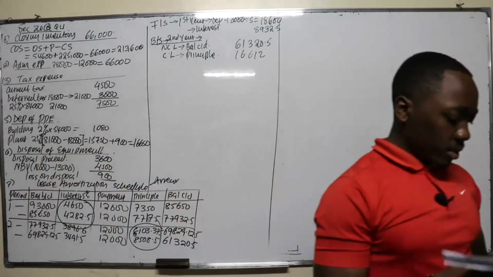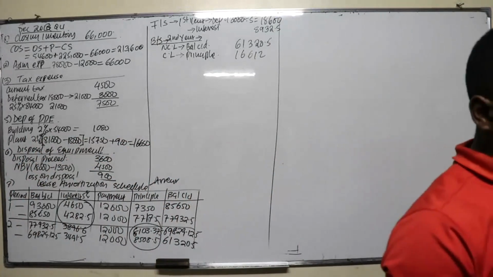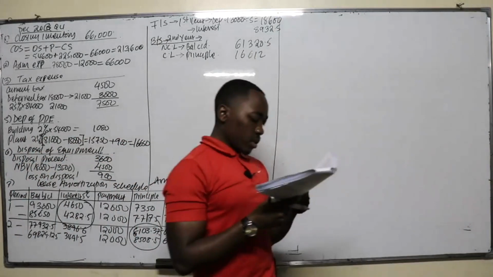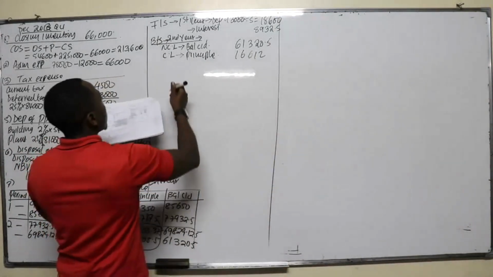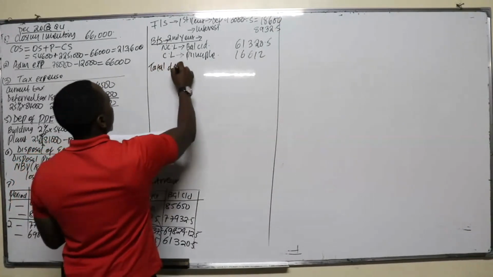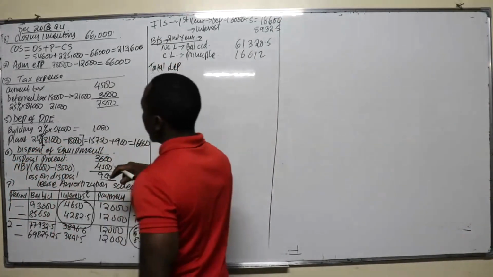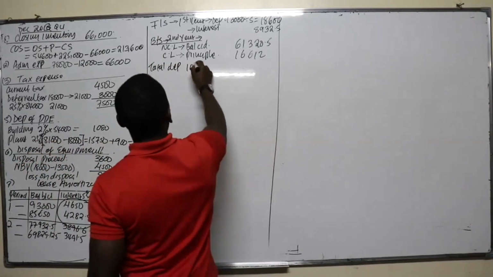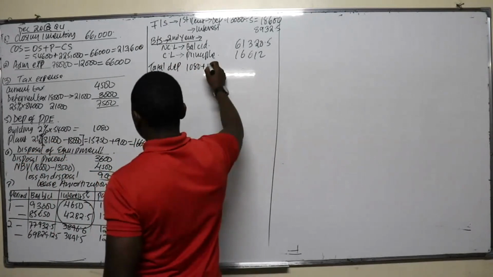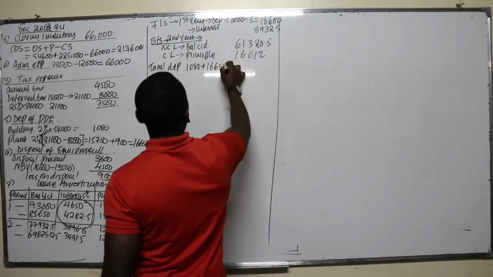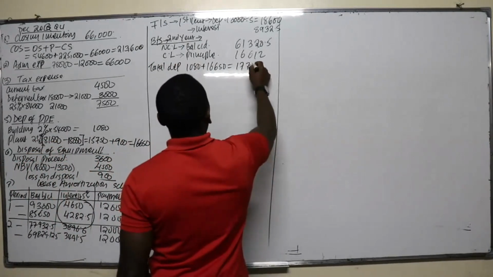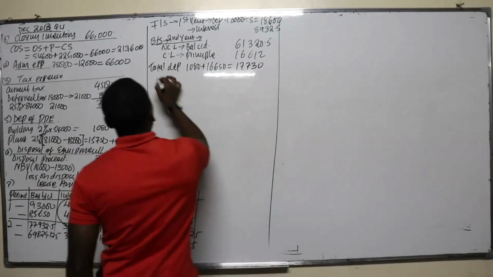Note number 8. The allocation of depreciation on PPE should be on the following basis. So that's the allocation of depreciation. So how much was depreciation? Total depreciation, we had for building 1080. Then you add for plant 16,650. That one is 17,730. So how to allocate it?